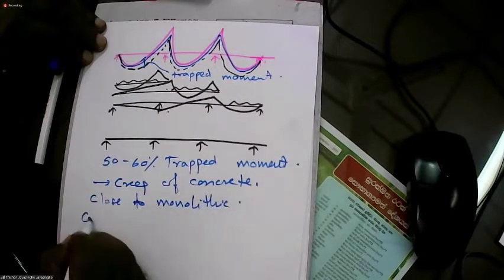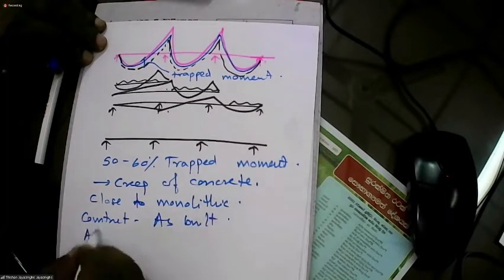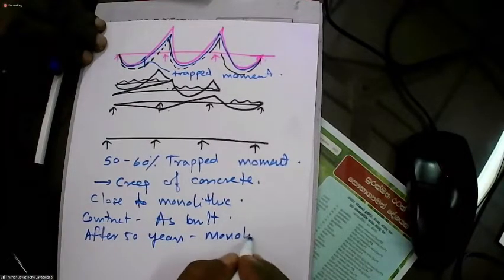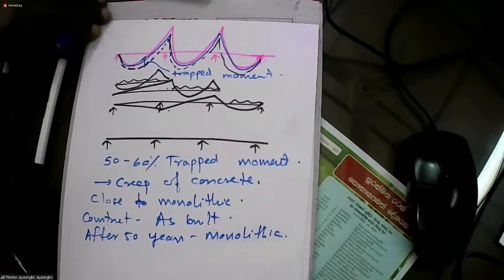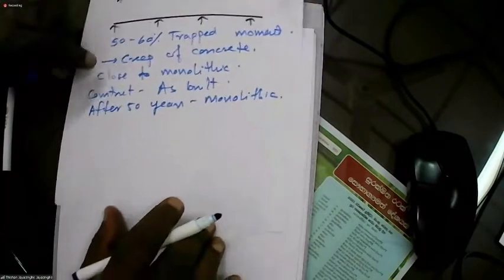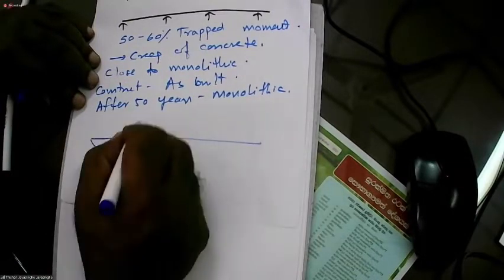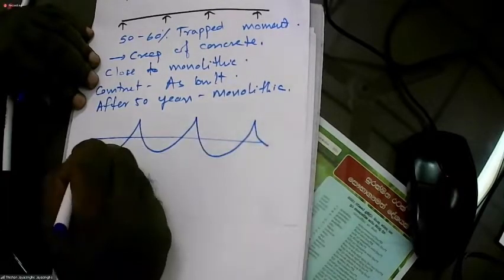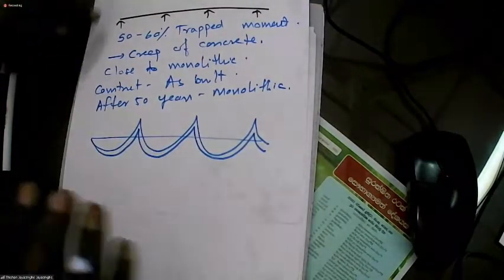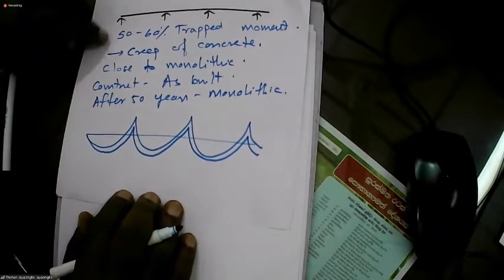So as you construct, as built, after 50 years, monolithic, or at least close to monolithic. So what is the meaning of this? Then you have to get an envelope for the bending moment diagram. But this is the reality; to understand it easily, we consider it's only one diagram. So when I'm explaining the theory, I'll consider that the bending moment diagram for dead loads is one diagram, but actually it's an envelope.